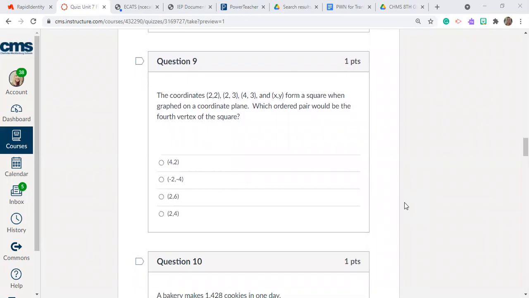Question number 9. The coordinates 2, 2, 2, 3, 4, 3, and x, y form a square when graphed on the coordinate plane. Which ordered pair would be the fourth vertex of the square? So if you guys have graph paper, I would go ahead and plot these points and think about which point x, y would be the final point in your square.